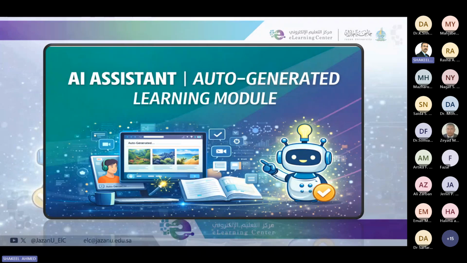Now we are moving to one of the most powerful features in Blackboard Ultra, the AI assistant with auto-generated learning modules. This feature supports teachers right from the start of the course design. Instead of building everything from scratch, the system suggests a clear structure for the course based on the subject and level. It can propose weekly modules, topics, and a logical flow of content, which saves a lot of initial planning time. We have discussed a lot that AI tools save a lot of time.